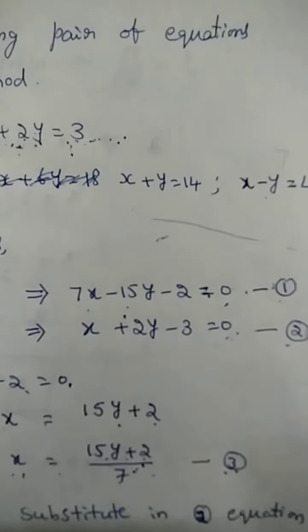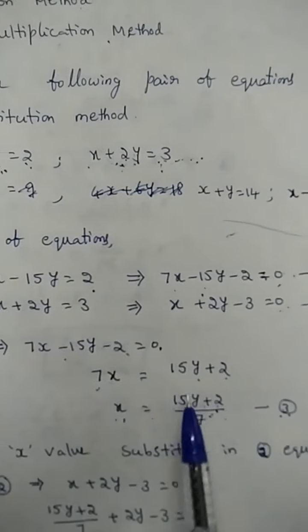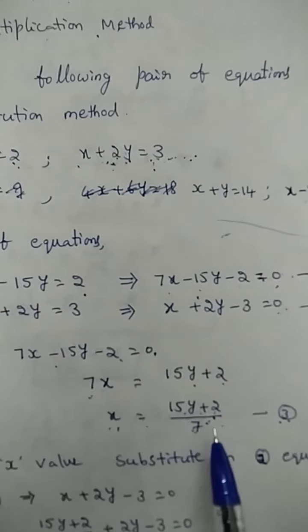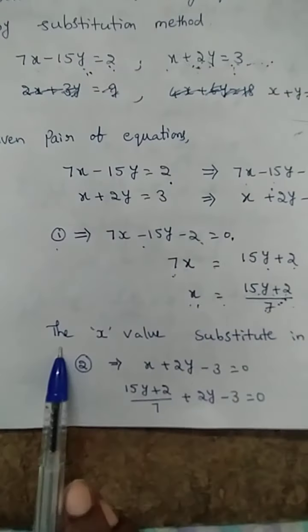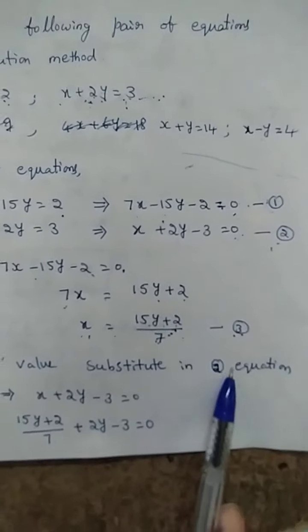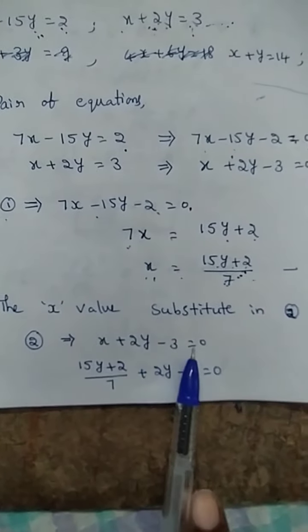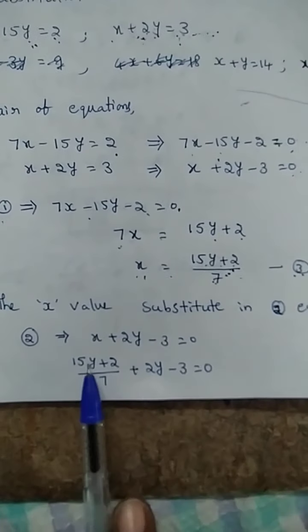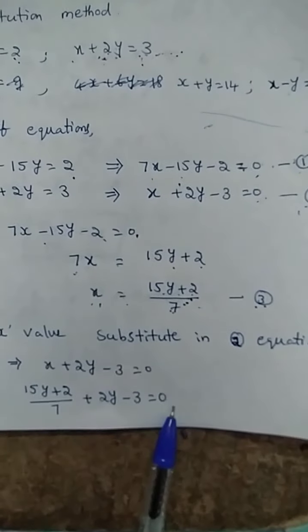Okay, do you understand, children? So I took the first equation and changed it as x is equal to 15y plus 2 by 7. This result is to be substituted in the second equation. So what is the second equation here? x plus 2y minus 3 is equal to 0. What is the x value here? In the place of x, 15y plus 2 by 7 plus 2y minus 3 is equal to 0.